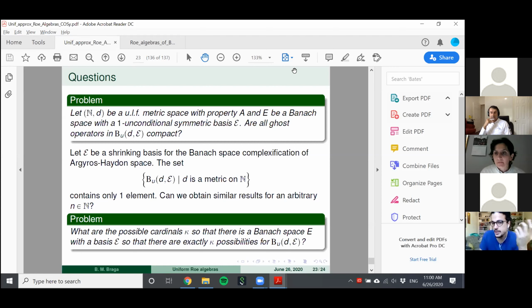But yeah, it could be the case that a space has finite asymptotic dimension if and only if the uniform Roe algebra has finite nuclear dimension. But this is open, and this is something that many people care about. This would be very nice if someone can get something like that.